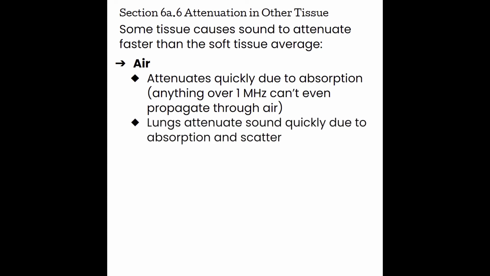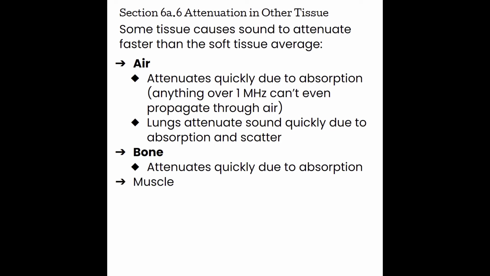Now the lungs are also filled with air, but they also have very small interfaces. So the lungs are going to attenuate sound quickly due to absorption because of the air within them and those very tiny small spaces causing scattering of the ultrasound beam. Another strong attenuator in the body is bone. Bone is going to absorb a lot of the sound energy, not allowing any of it to travel through, causing dark shadows behind bony structures.